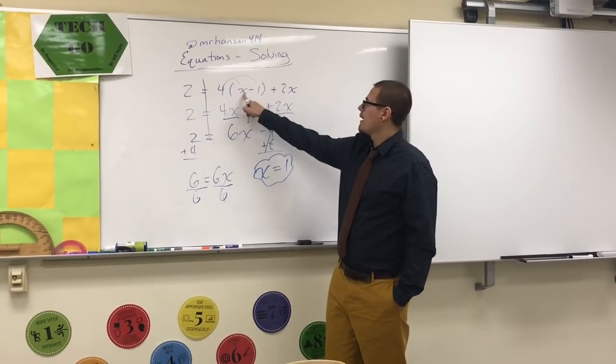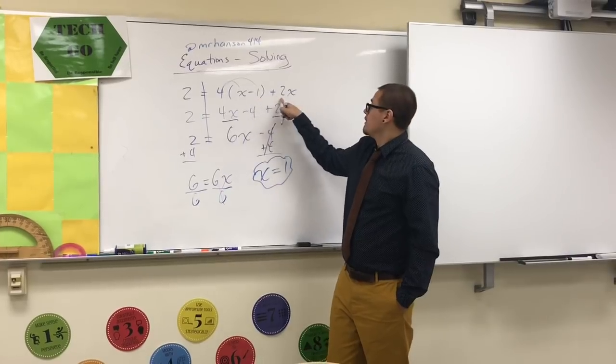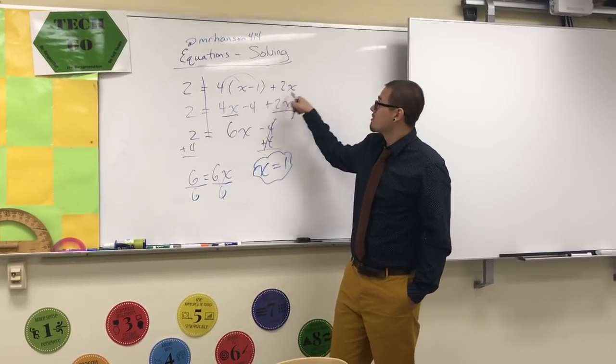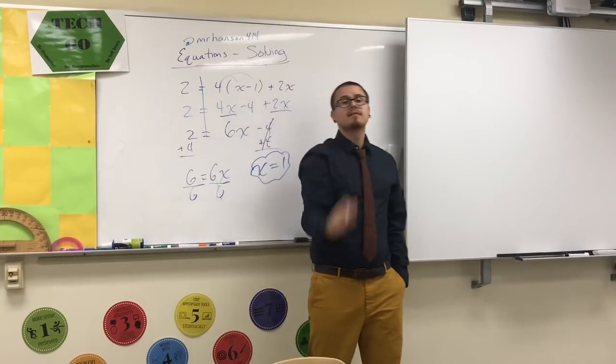Let's check it. 1 minus 1 is 0. 2 times 1 is 2. 0 times 4 is 0. 0 plus 2 is 2. Does 2 equal 2? Yes. This is solving equations.